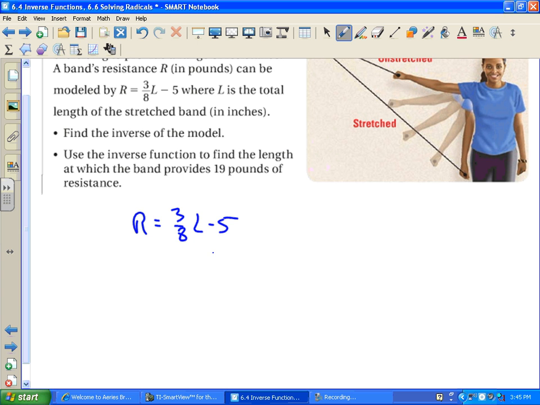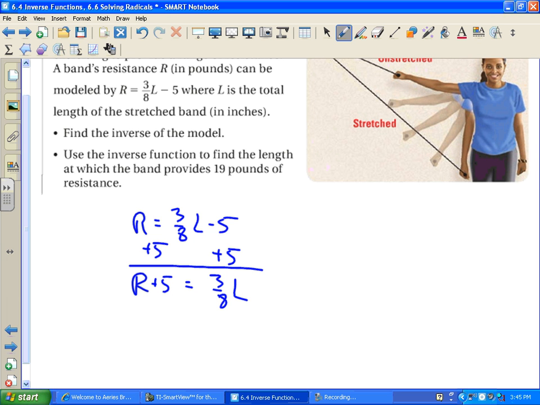First thing I'm going to do is add both sides of this equation by 5. That's going to give us R plus 5. Again, you're probably asking, why didn't I flip-flop the R and the L in this case? The reason we flip-flop the x's and y's is because we're looking at the relationship between x and y's on our coordinate plane. In this case, we're looking at the relationship between R and L. I'm not really graphing these. So I'm just going to solve this equation for L.